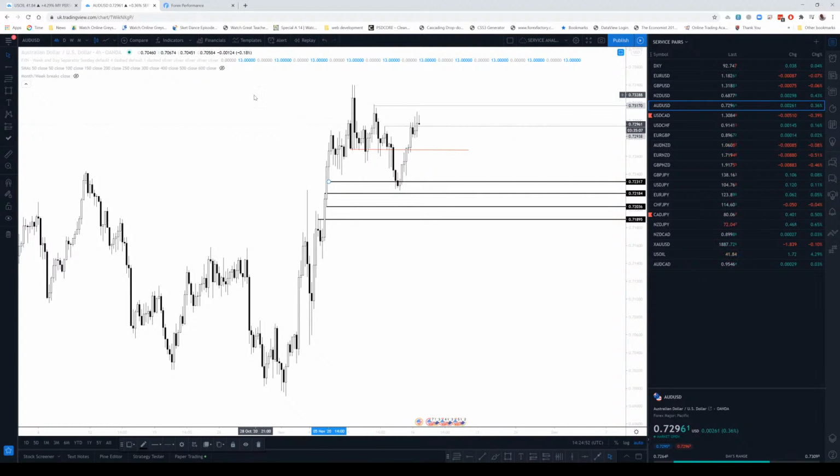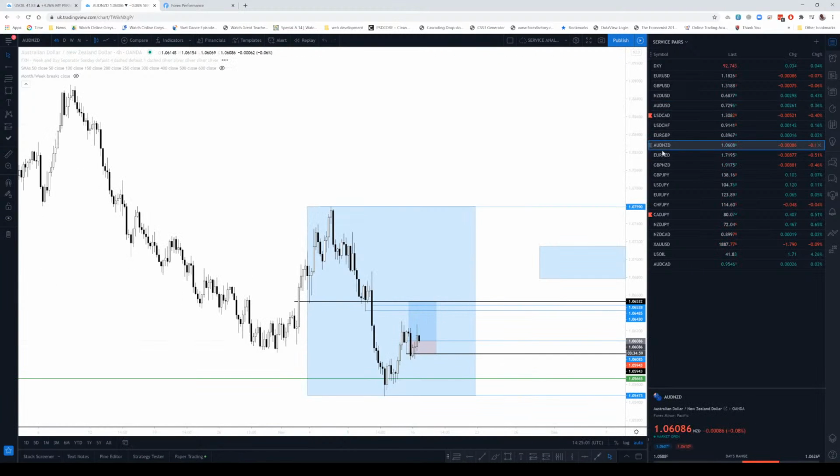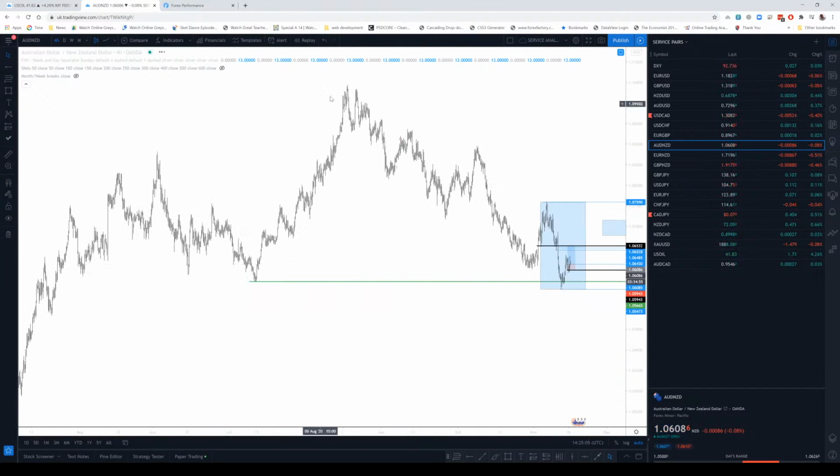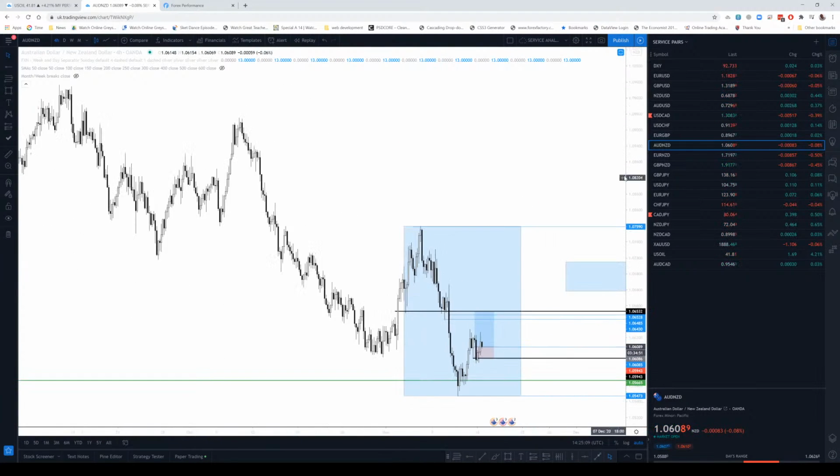Why? Because the New Zealand is the leader, and if you look at Aussie New Zealand, you'll see what I mean. Let's go on there and show you what I mean. Because this pair is dropping, you will find out that Aussie is relatively weak compared to New Zealand.